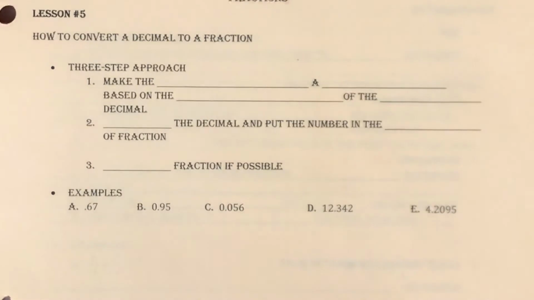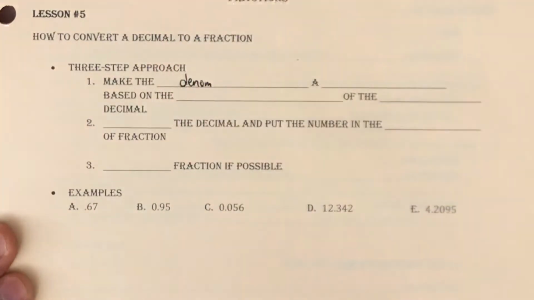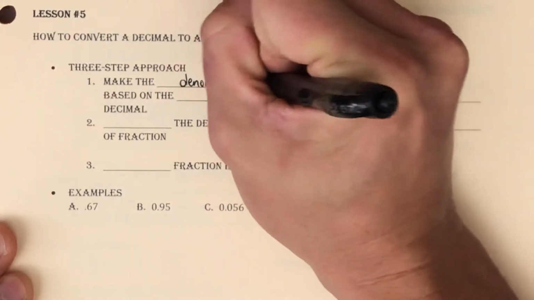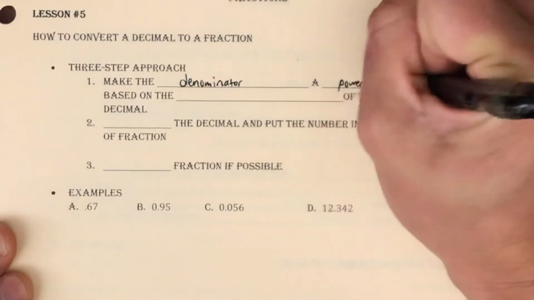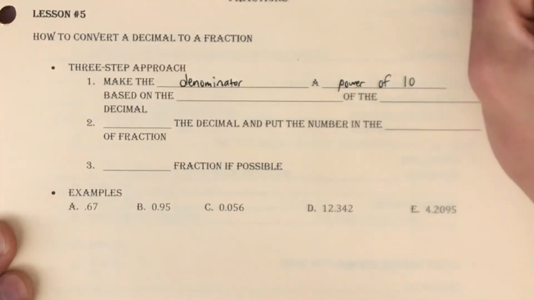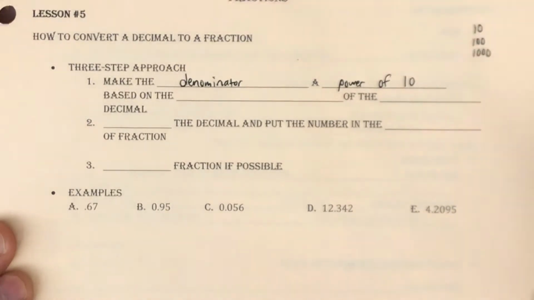So step 1 on this is we're going to make the denominator a power of 10. So a denominator is going to become a power of 10. And as we learned about in our last chapter, chapter D, a power of 10 are numbers like 10, 100, 1,000, so on and so forth.